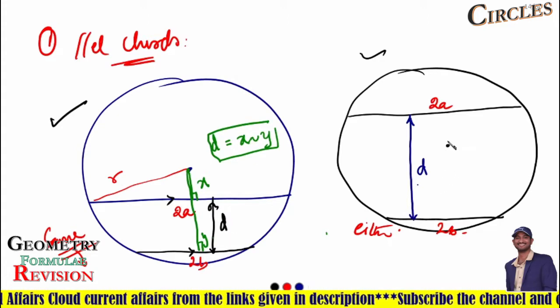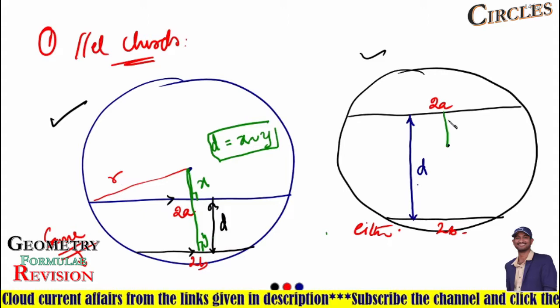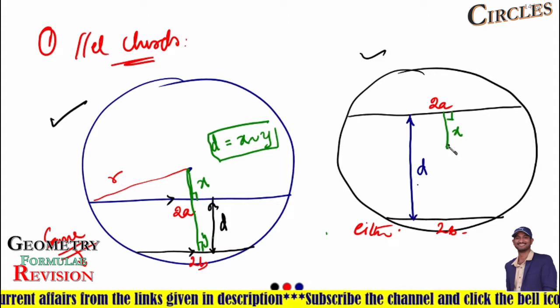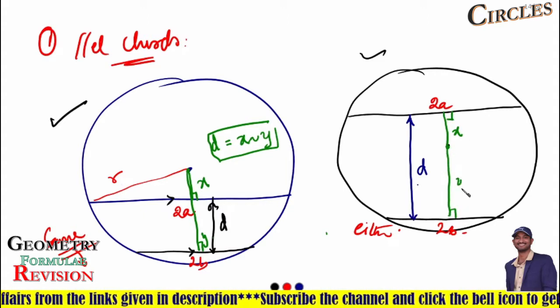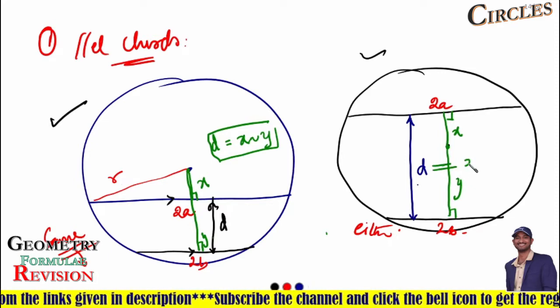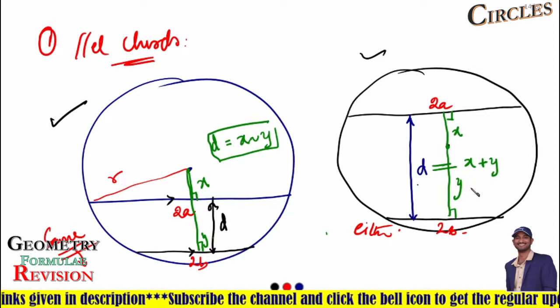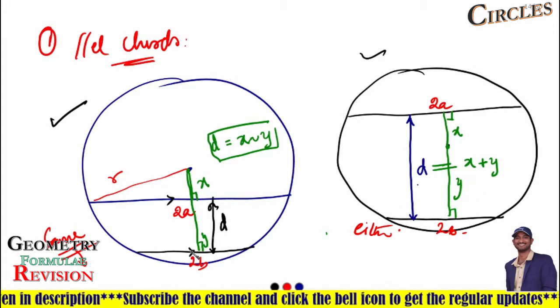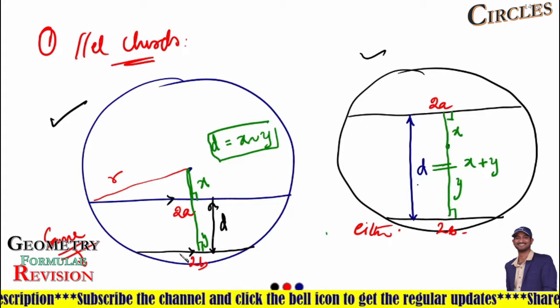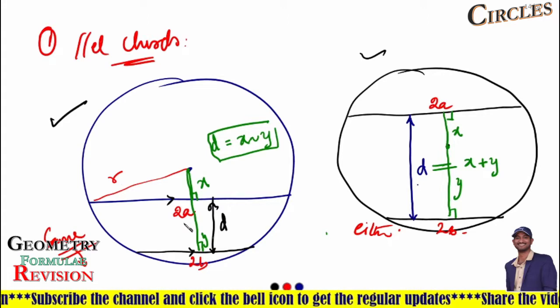In the second case, if the distance from the center to the first chord is x and the distance from the center to the second chord is y, then what about the distance? It is equal to x plus y. Addition of these two distances, and here difference of the distances. So now I'll write it down directly.